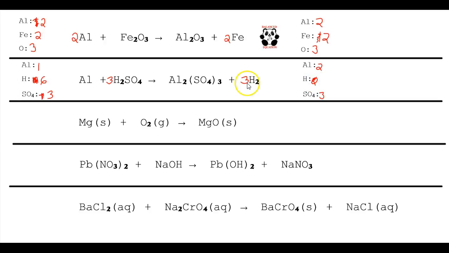Of course, hydrogen is not, so if I put a 3 in front of that, that's going to bring it up to 6. Everything's good except for the aluminum. Put a 2 in front of that there, and I'm now balanced. 2, 6, 3 on the left, 2, 6, 3 on the right. Bring down the balanced equation Panda.